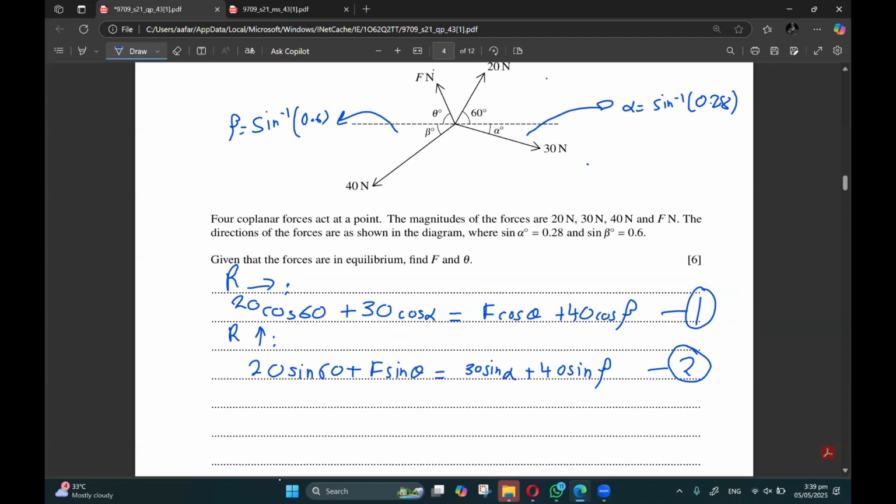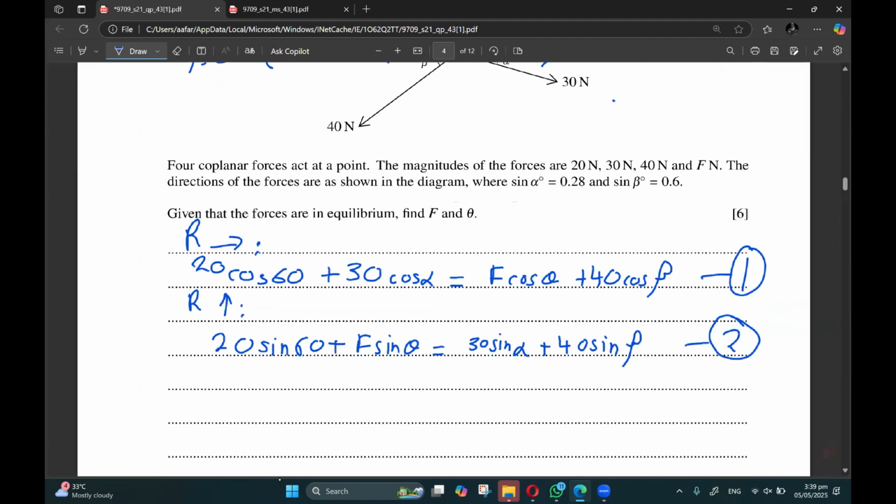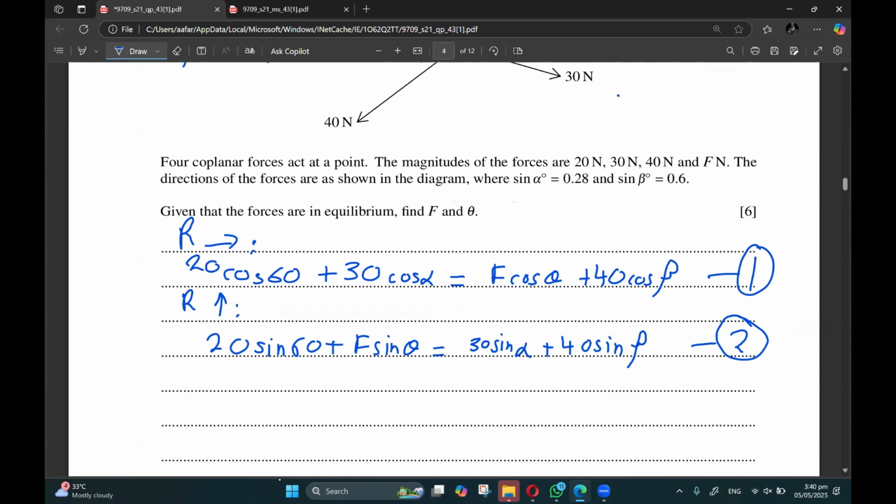Now all we need to do is solve these equations simultaneously. What I like to do is isolate cos theta and sin theta, then divide the two equations to get tan theta, and that is pretty quick. But I don't know if it's accepted in the paper or not. Just for the simple way.